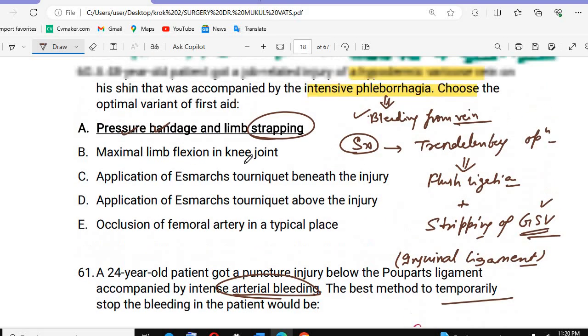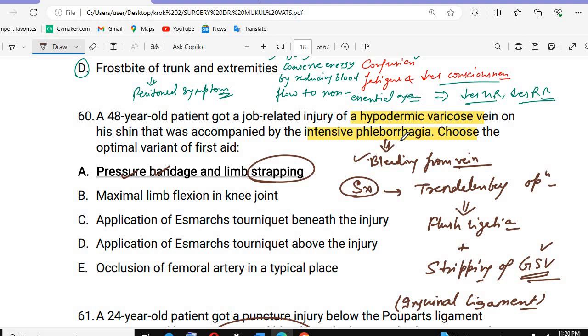And in the case of a varicose vein, in which there is bleeding from the vein, we will do a pressure bandage, along with limb strapping. In the early condition, we can tell the patients to avoid prolonged standing, because we saw that with prolonged standing, varicose veins are common. So we can tell the patients to avoid prolonged standing, elevate the limbs, and after that we can use elastic compression.